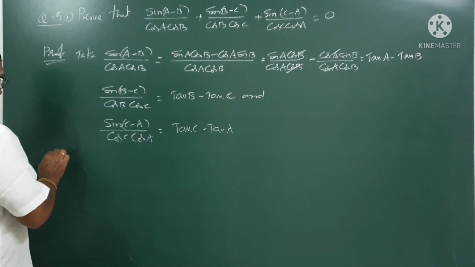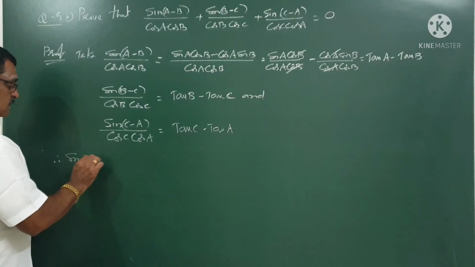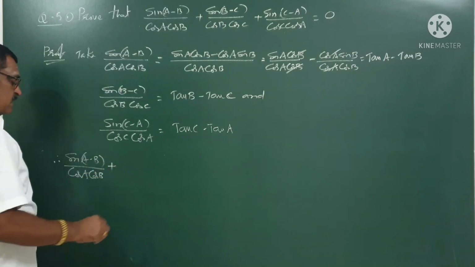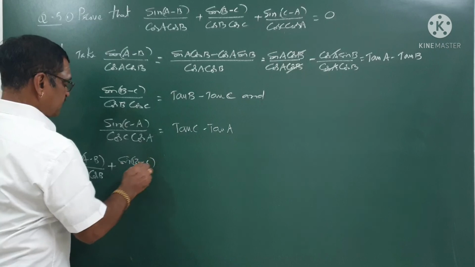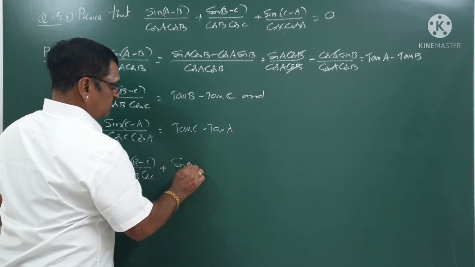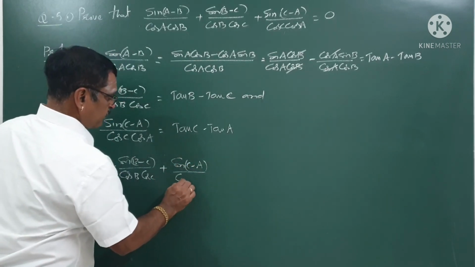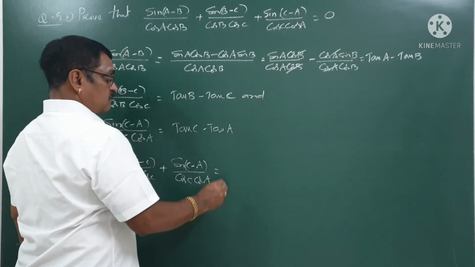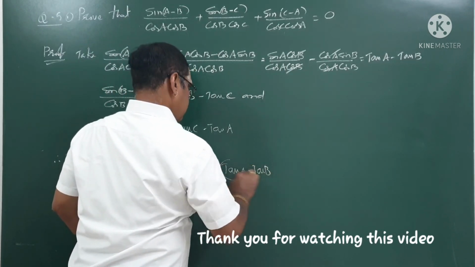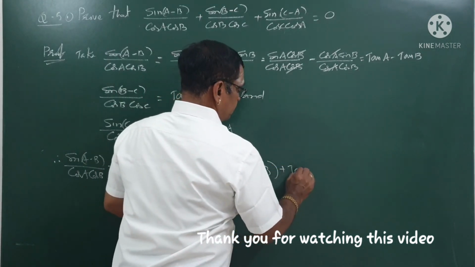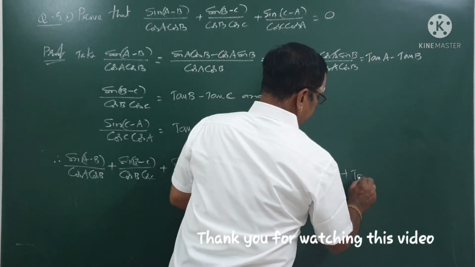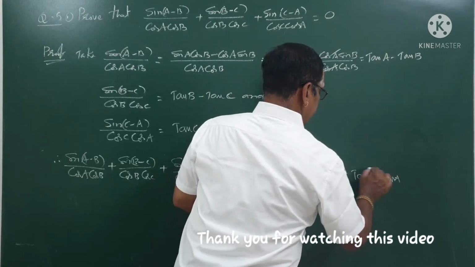Now you have to add all. Therefore, sine of A minus B upon cos A cos B plus sine of B minus C upon cos B cos C plus sine of C minus A upon cos C cos A is equal to first one tan A minus tan B plus tan B minus tan C plus finally tan C minus tan A.